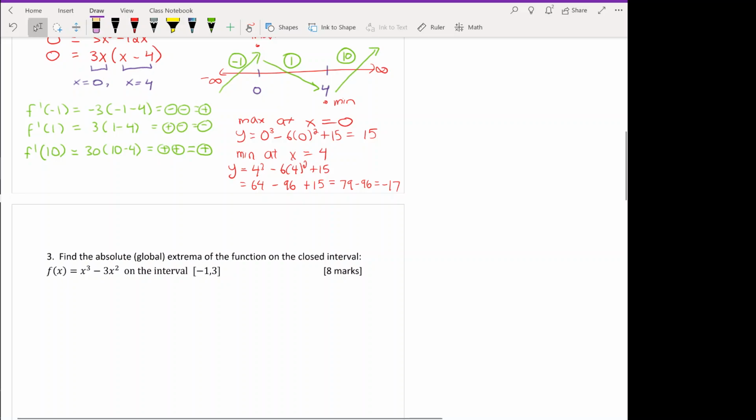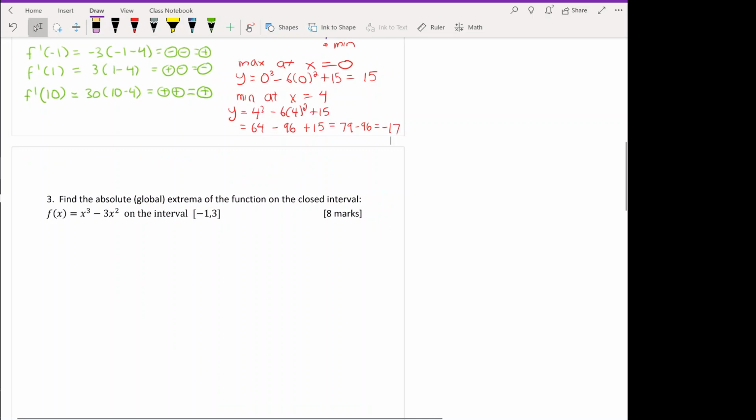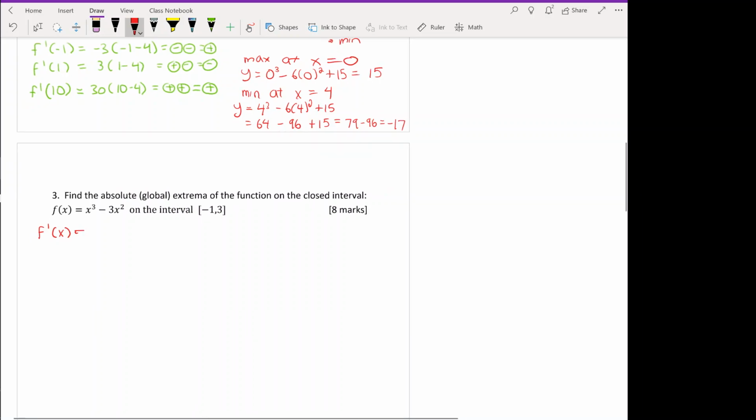And these are done in a completely different way. So for a question like number 3, you do not make a number line, but you do start the question out using the same process, which is look for critical points. Look for candidate locations where you could have a max or min. So we take the derivative and set it equal to 0.